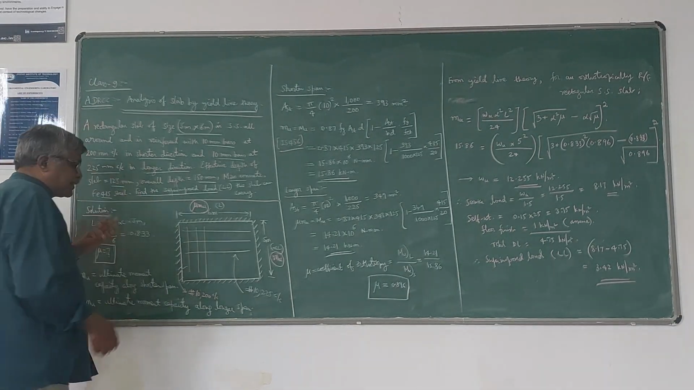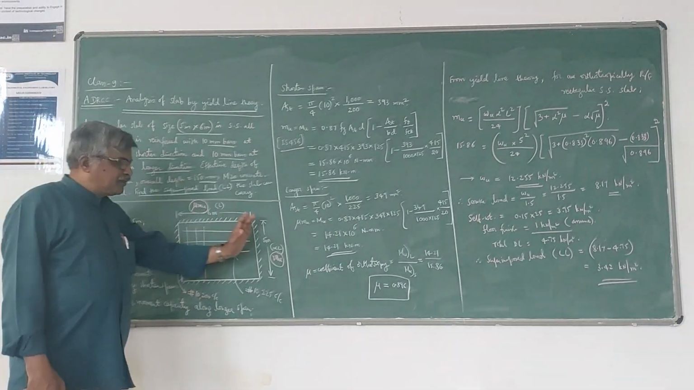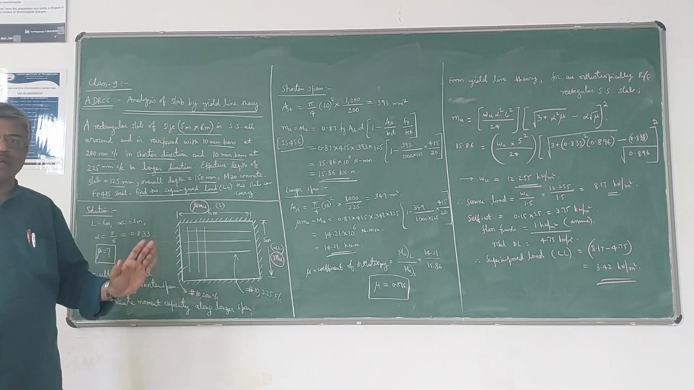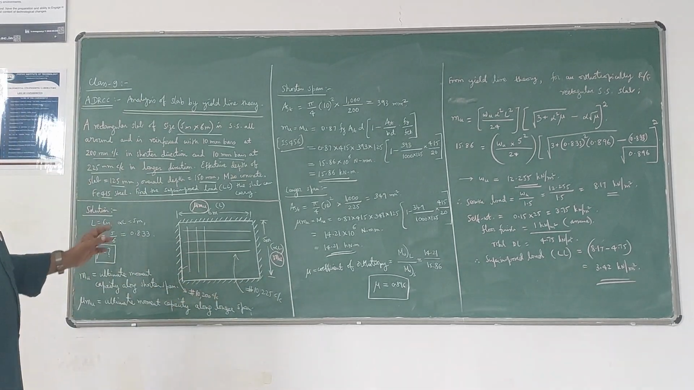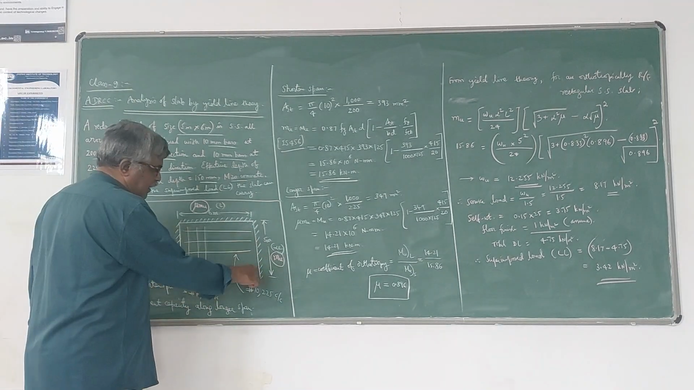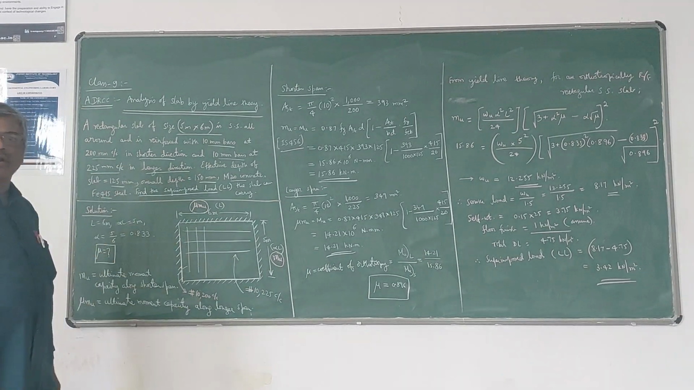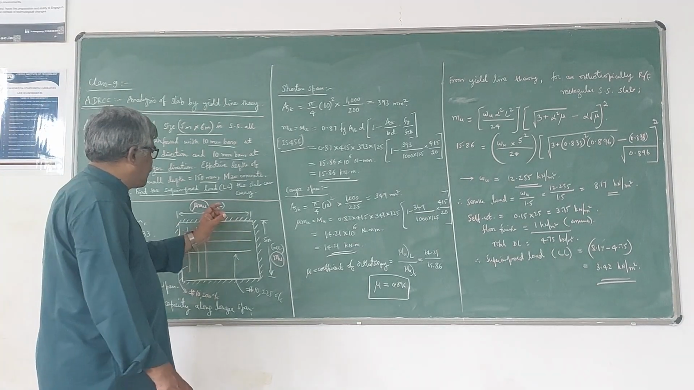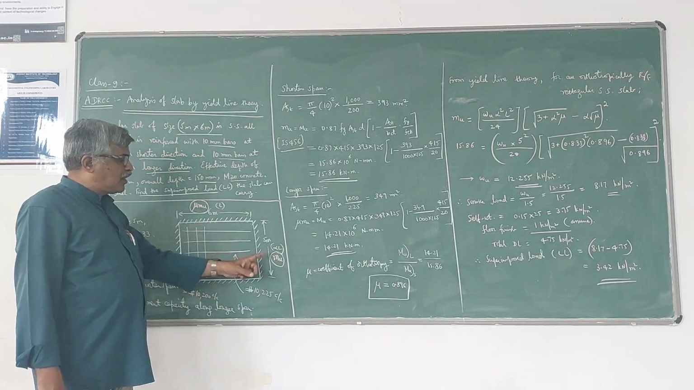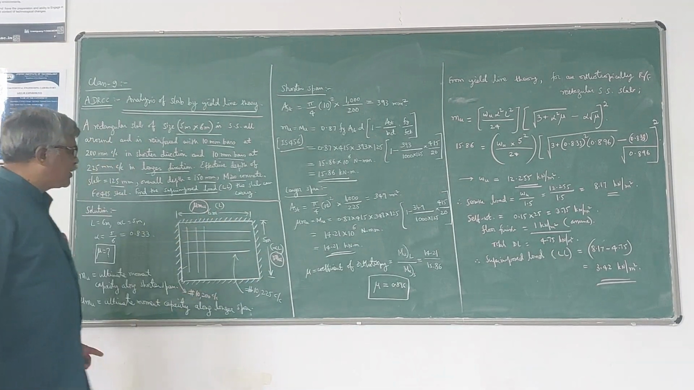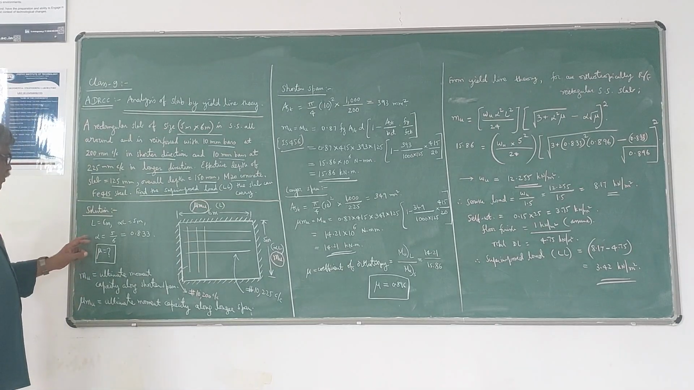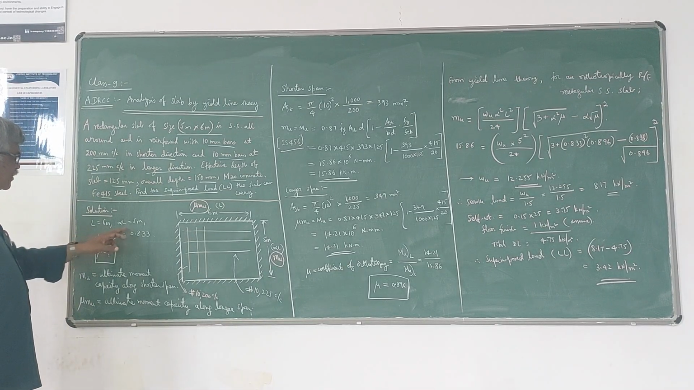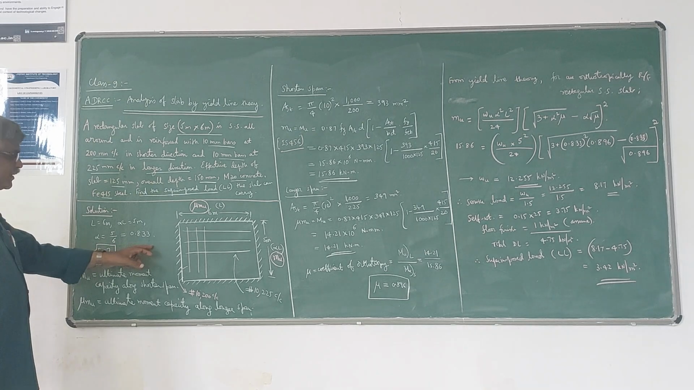Now the solution works like this. As usual, this is a two-way rectangular slab with simply supported edges. I have shown it with single hatch, which is the symbol for simple support in yield line theory. So 5 meter by 6 meter. This is L, this is alpha L. So alpha L is 5 meter, L is 6 meter. Now alpha becomes 5 divided by 6, that is 0.833.